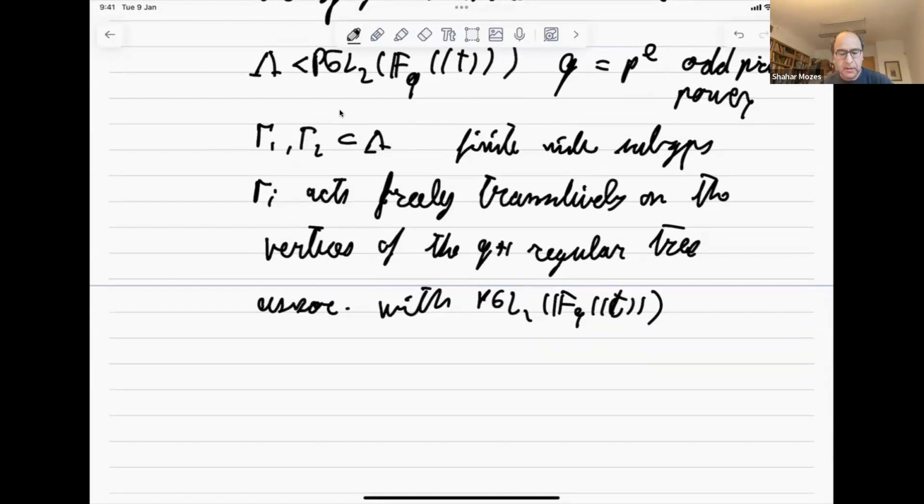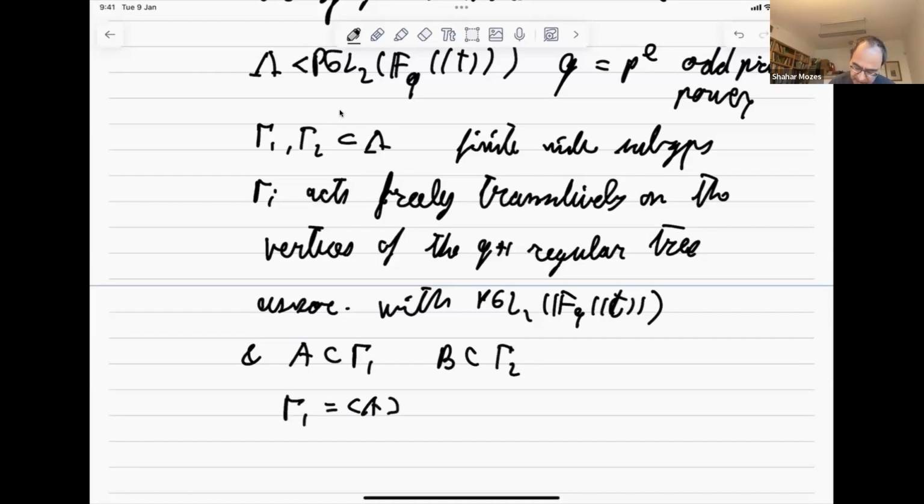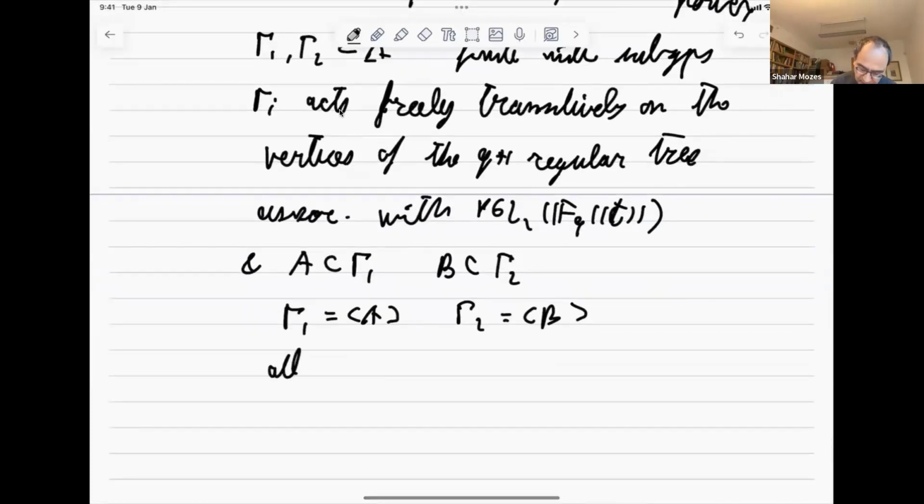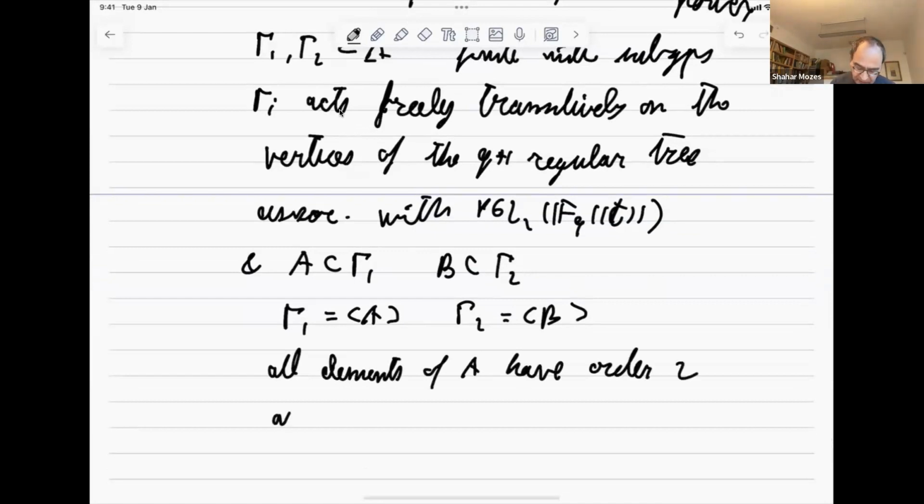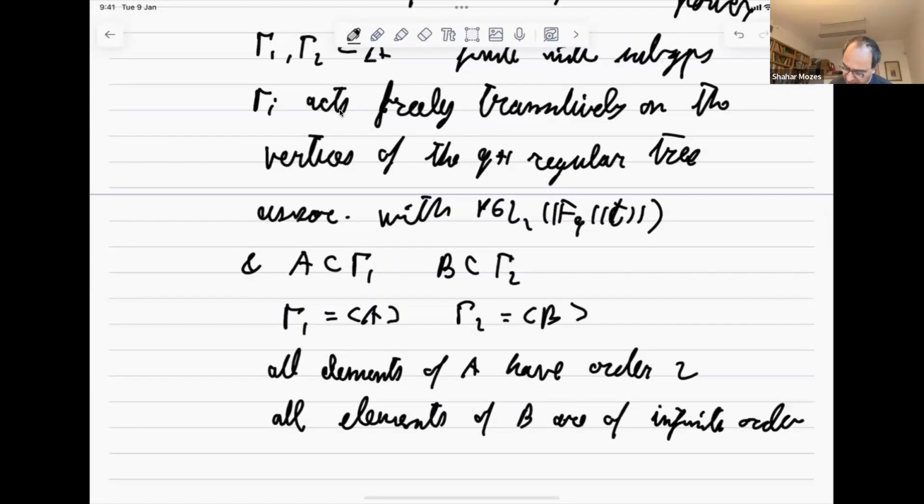And in such a way that there exist sets of generators, A in gamma 1 and B in gamma 2, so that gamma 1 is generated by A and gamma 2 is generated by B, and all elements of A have order 2, and all elements of B have infinite order. That's really the main observation here.